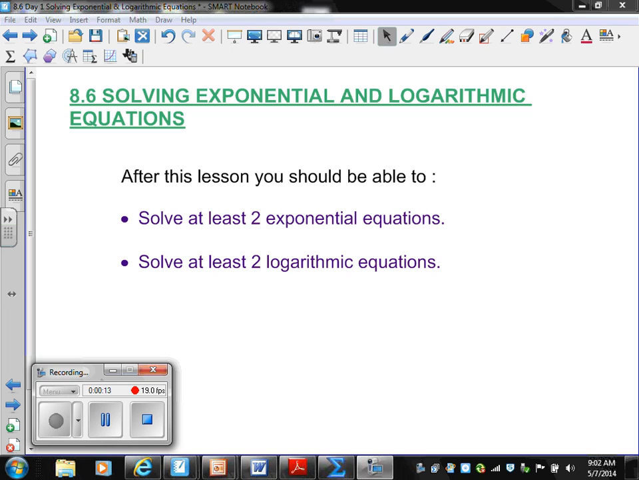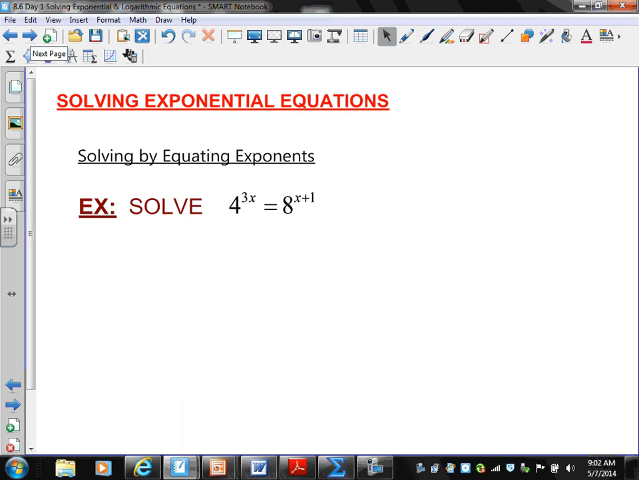And let's see, objectives for today. Well, we should be able to solve at least two exponential equations. We're going to do three exponential equations, but hopefully at least two of them you can latch onto. And we're going to look at two logarithmic equations as well. For this first lesson, we're going to stick with some of the basic exponential and log equations. Not that they're real easy, but we're not going to amp them up too much. We'll see that in later lessons. So let's just jump right in.